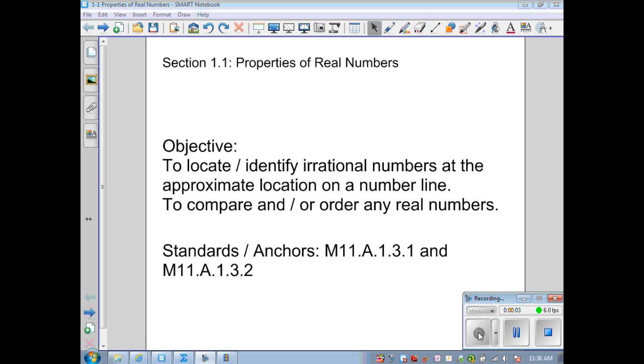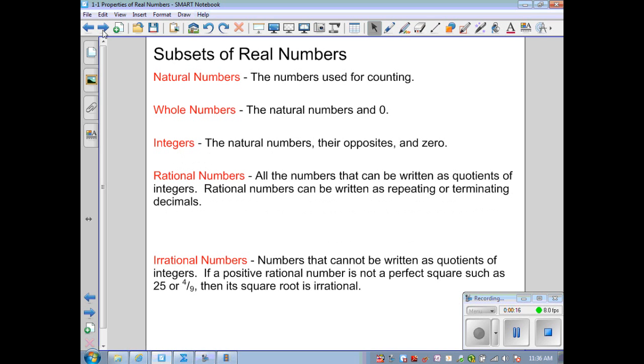Section 1.1, Properties of Real Numbers. The objective is to locate and identify irrational numbers at the approximate location on a number line and to compare and/or order any real numbers. Let's begin by taking a look at the subsets of real numbers.